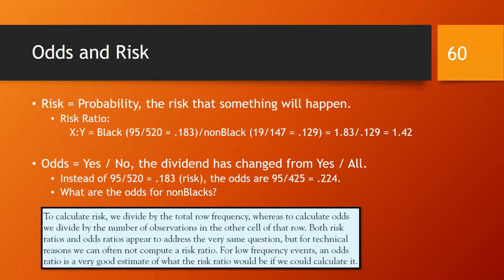Dividing 0.224 by 0.148, we get 1.51. In this case, we can say that your odds of being sentenced to death are 1.51 times higher if you are black. As I noted at the bottom of the slide, we're more likely to use an odds ratio because risk ratios cannot always be performed, especially with low frequency events.